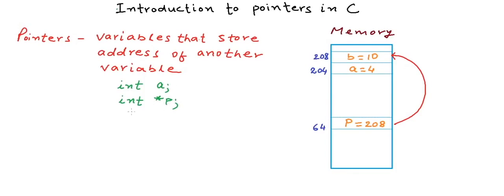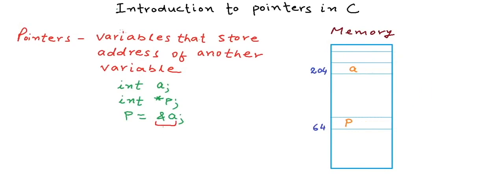Now to store the address of a in p, we need to use a statement like p = &a. If we put an ampersand in front of a variable, it gives us the address of that particular variable. In fact, it returns a pointer to that particular variable.